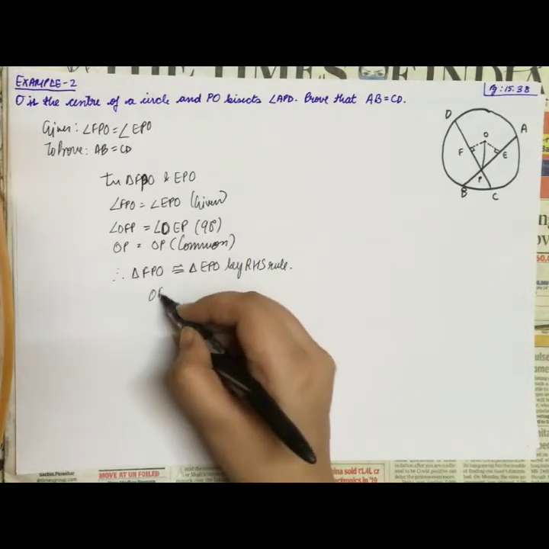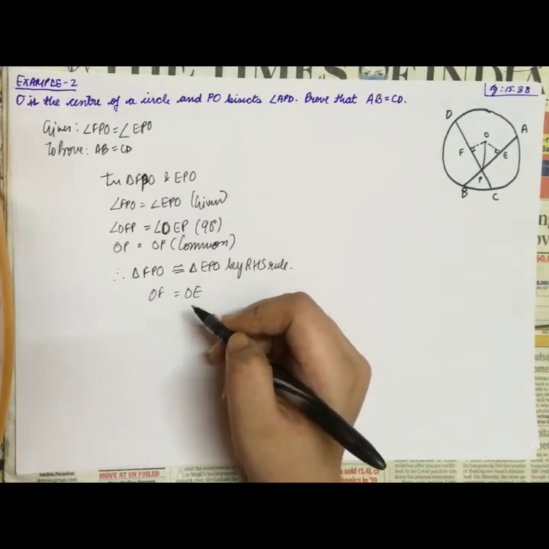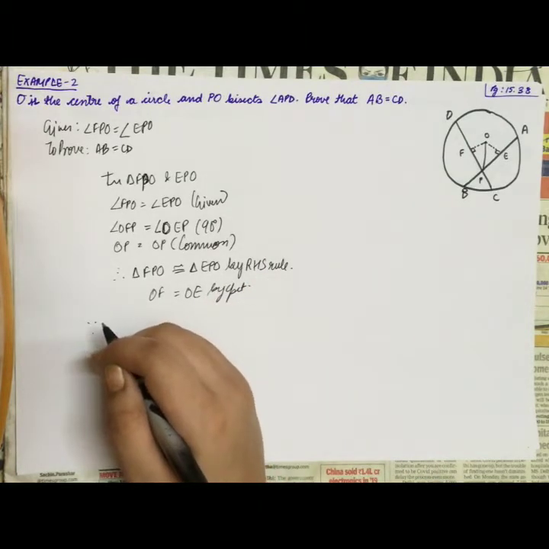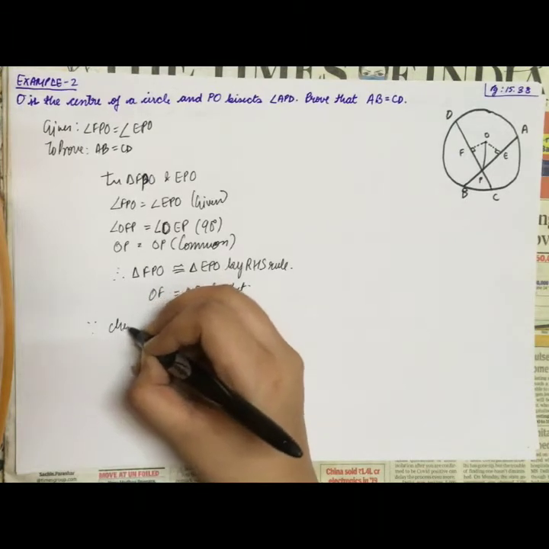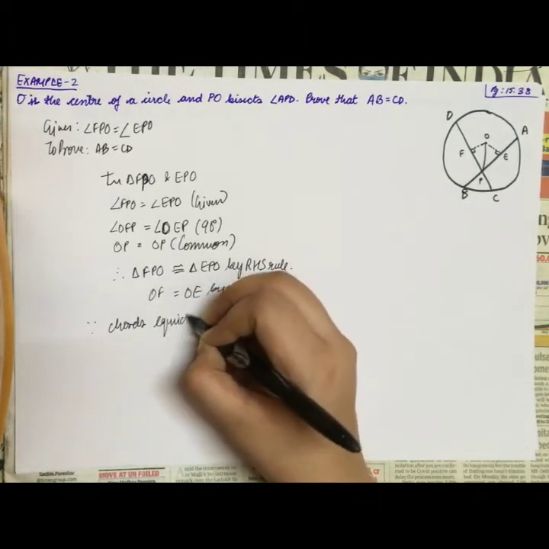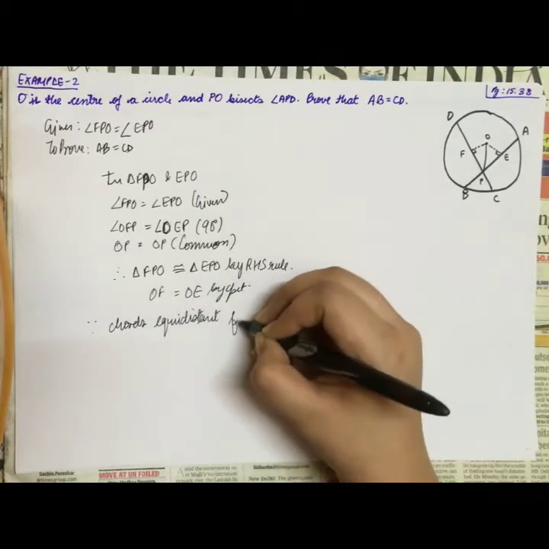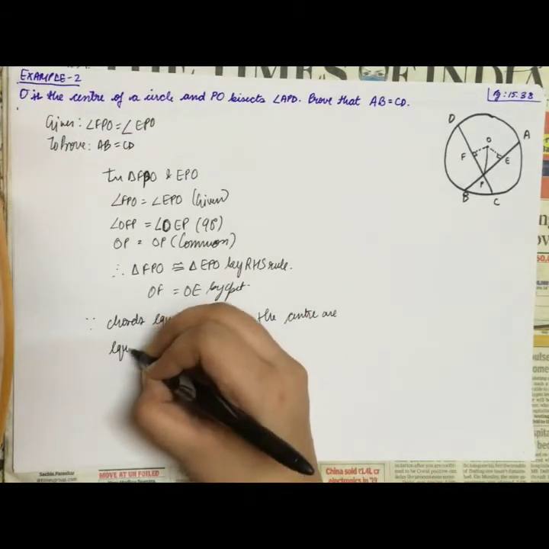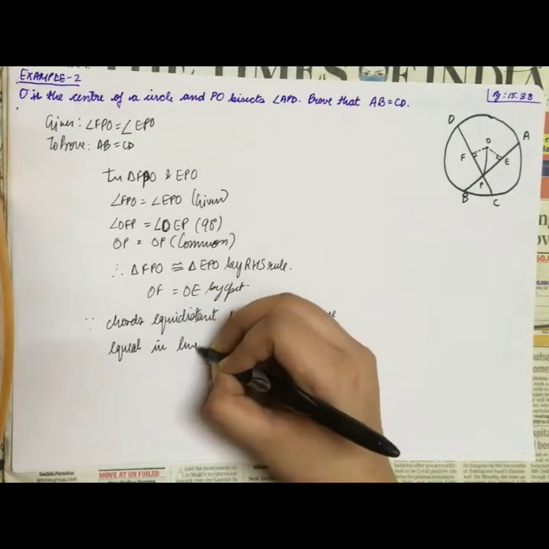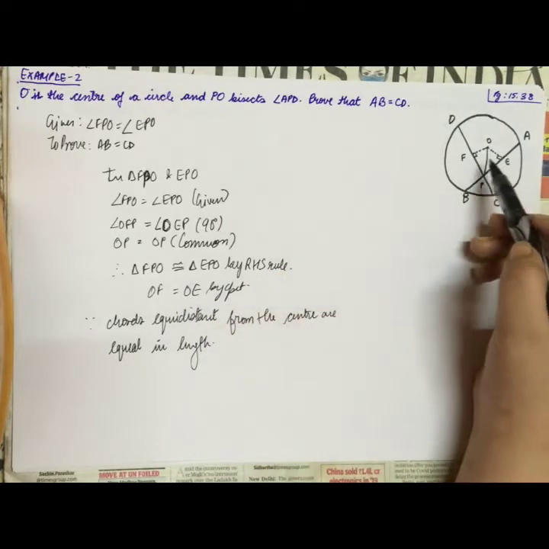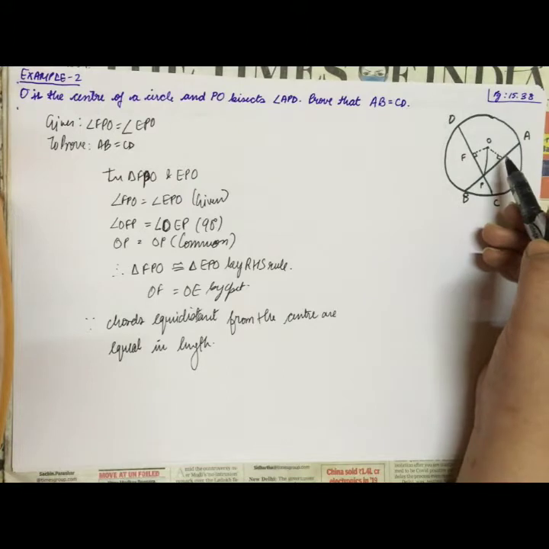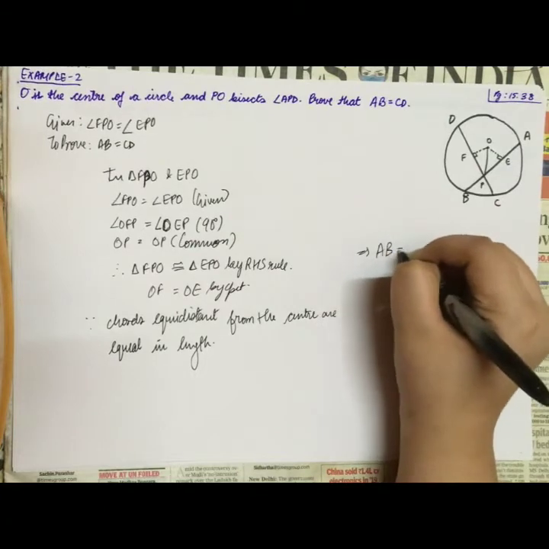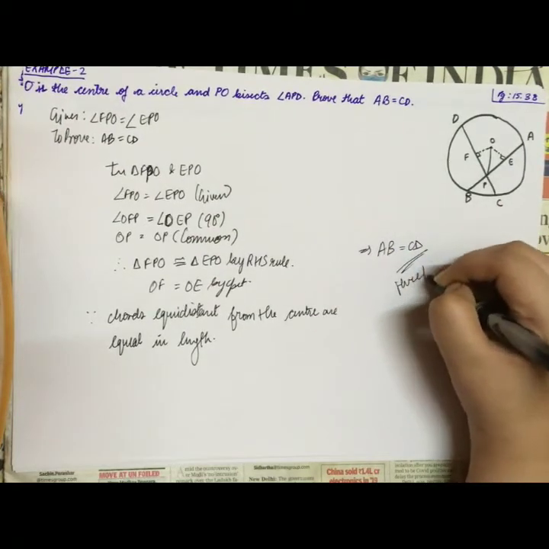So now we can say that OF is equal to OE by CPCT. Now since chords equidistant from the center are equal in length, therefore the chords are also equal, which means AB is equal to CD. Hence proved.